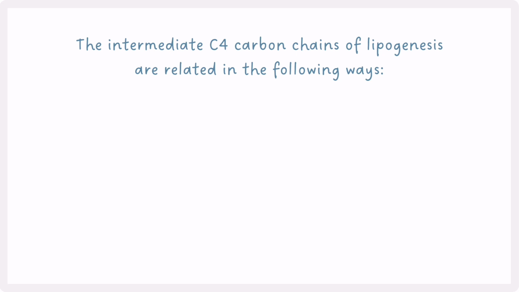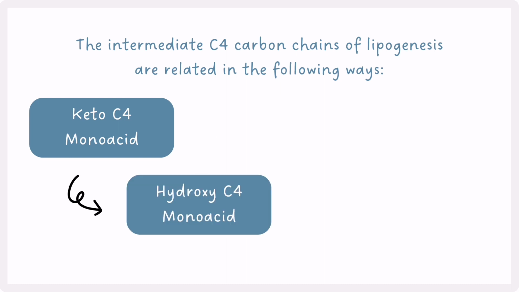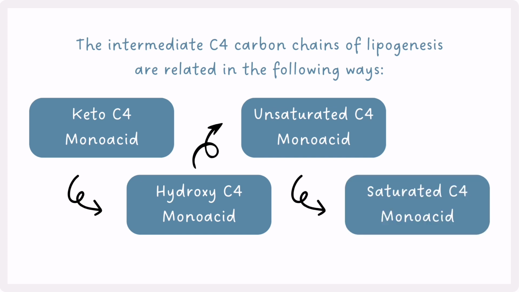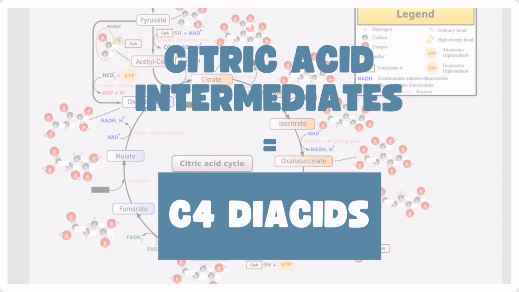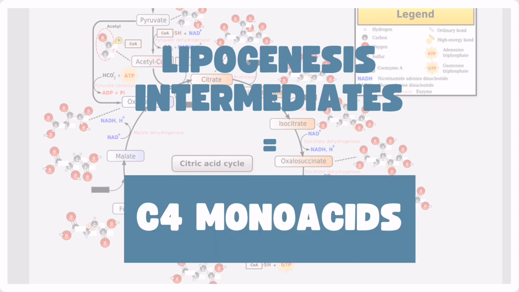The intermediate C4 carbon chains of lipogenesis are related in the following ways: keto C4 monoacid, hydroxy C4 monoacid, unsaturated C4 monoacid, saturated C4 monoacid. There are 2 significant distinctions in these compound sequences. First, the citric acid intermediates involve C4 diacids and the lipogenesis intermediates involve C4 monoacids.